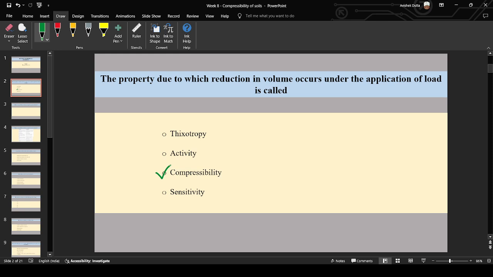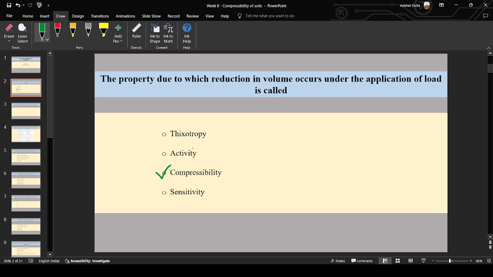So what is thixotropy? Thixotropy is the regaining of lost strength. It is the regaining of the lost strength with time under constant moisture content. When the soil regains its lost strength under constant moisture content, it is called thixotropy.